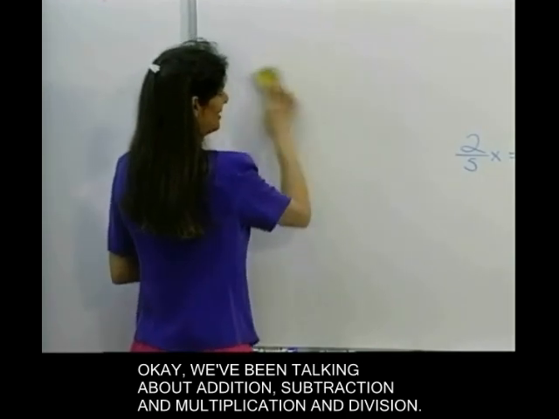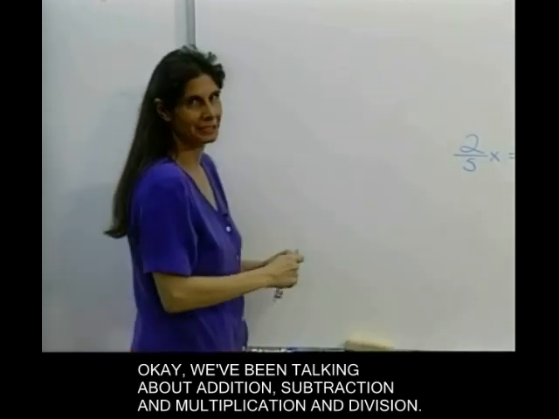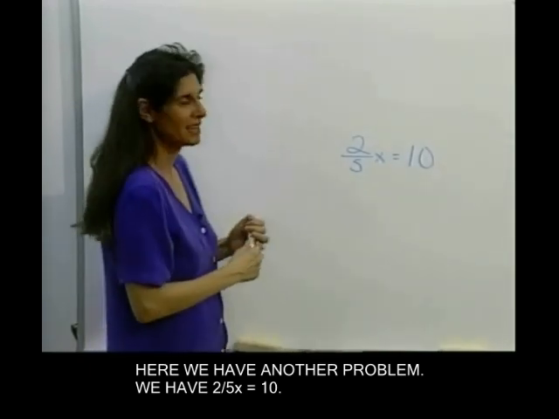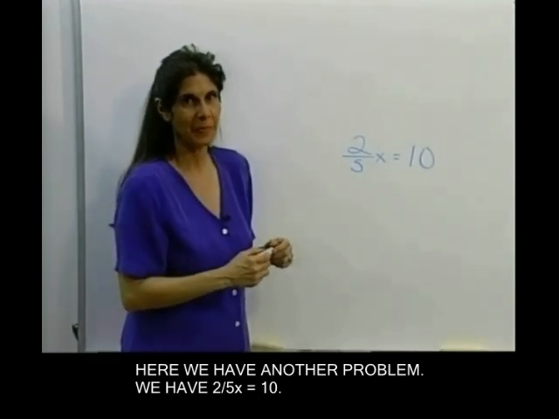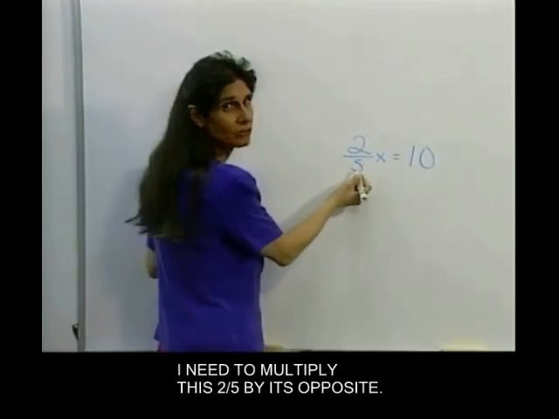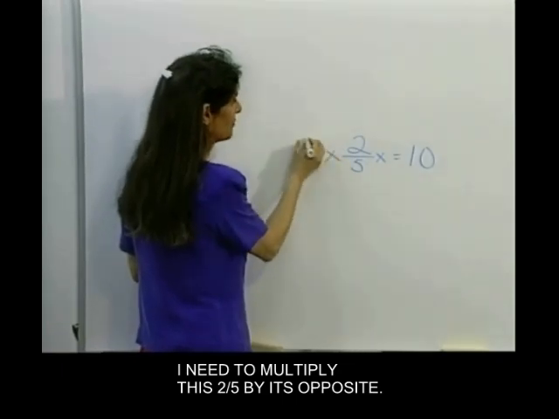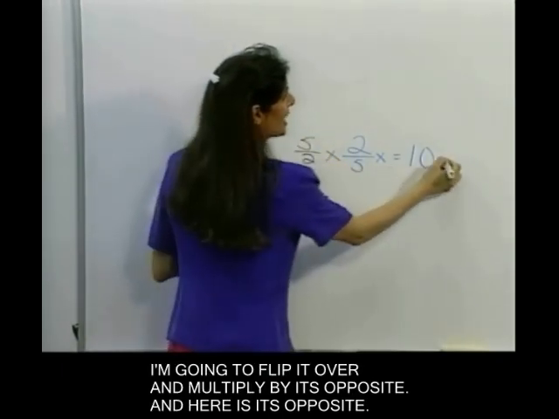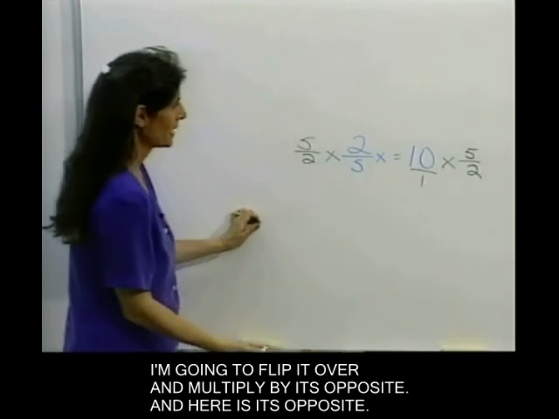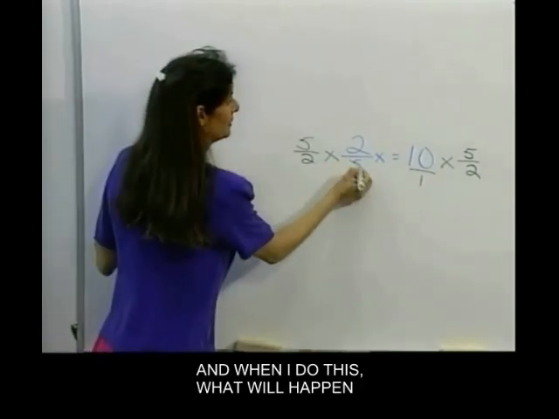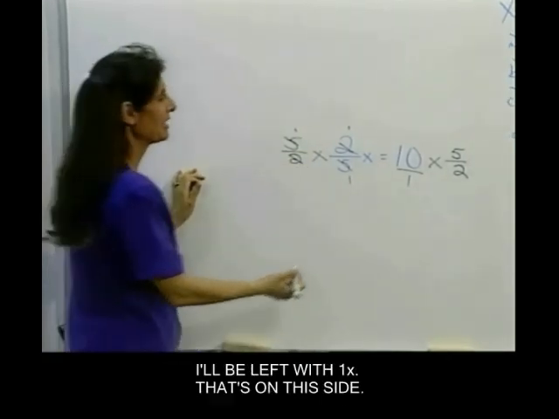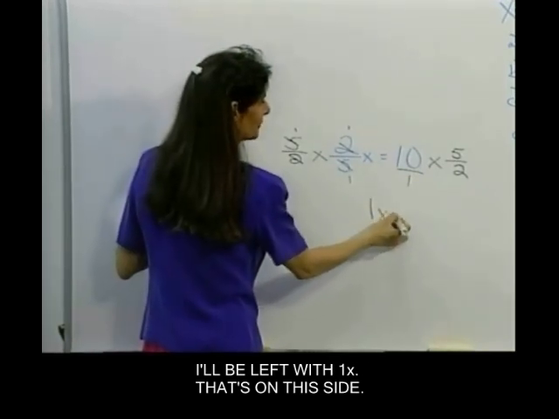Okay, we've been talking about addition, subtraction, and multiplication and division. Here we have another problem. We have 2/5 x equals 10. Now, in order to solve this problem, I need to multiply this 2/5 by its opposite. I'm going to flip it over and multiply by its opposite. And here's its opposite. And when I do this, everything will cancel out to be 1. I'll be left with 1x.